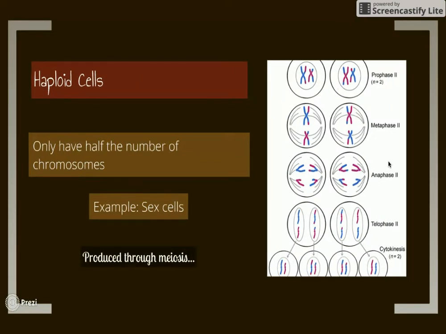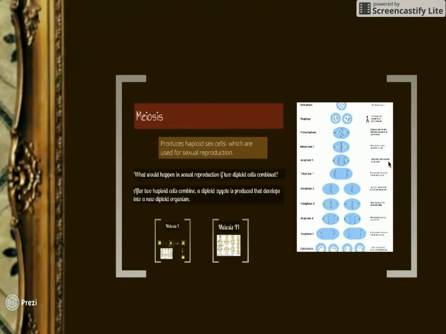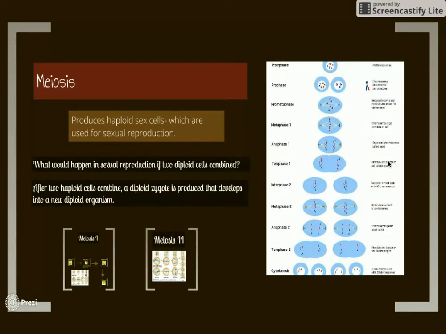Haploid cells contain only half the number of chromosomes, and they are produced through meiosis. Sex cells are haploid cells. Meiosis produces haploid sex cells, which are used for sexual reproduction.